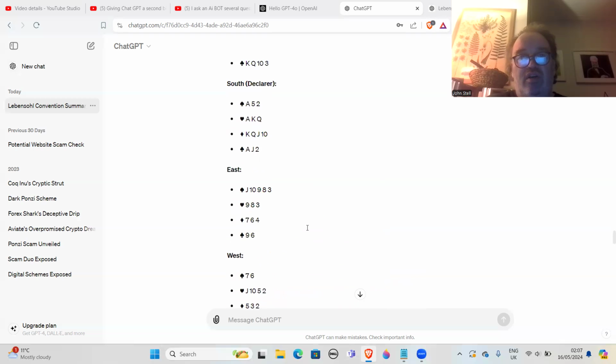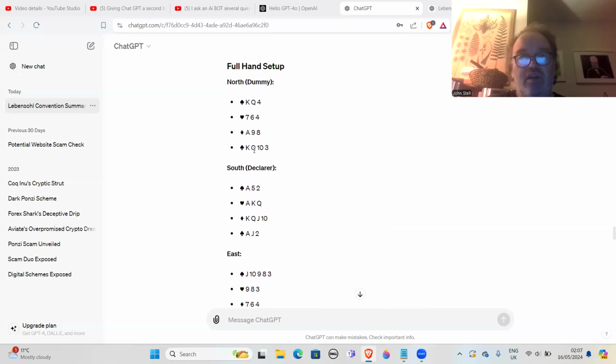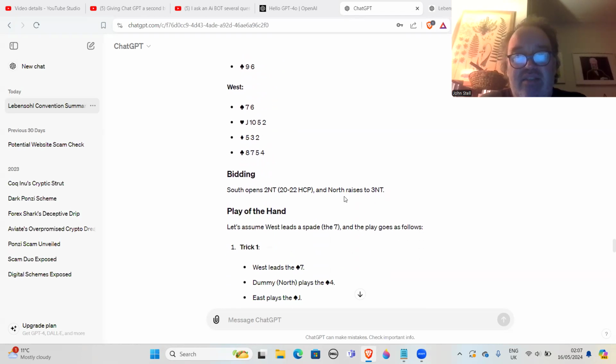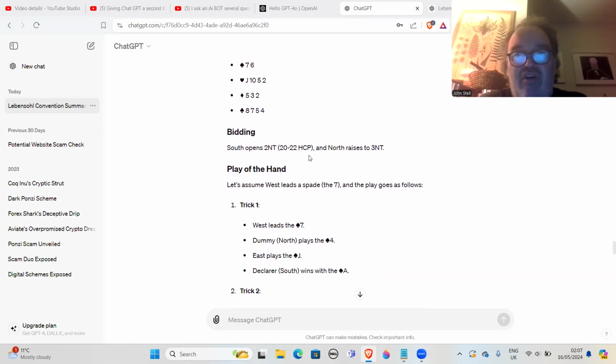So that's wrong. It says here, north raises to 3 no trumps. 10 count, 14 count. Okay. Well, that's complete garbage, isn't it? So if you had this hand and south opened 2 no trumps with a 14 count, you'd want to be in 6 no trumps. Okay. Because you've got at least 34 points. So that doesn't make sense. So they've got that bit wrong.